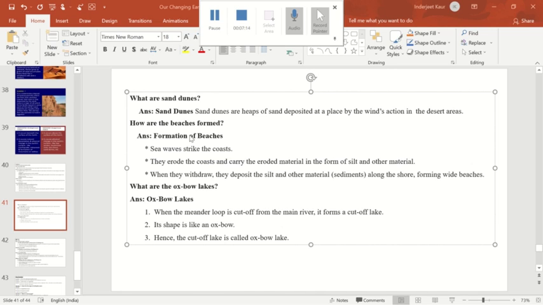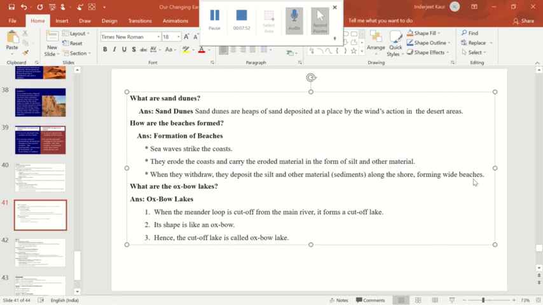Next question, how are the beaches formed? Now, beaches are formed because of the sea waves. Sea waves strike the coast. They erode the coast and carry the eroded material in the form of silt and other material. Whenever the sea waves strike the coast, they erode the material from the coast in the form of silt and other material, and when they withdraw, they deposit the silt and other material along the shore.